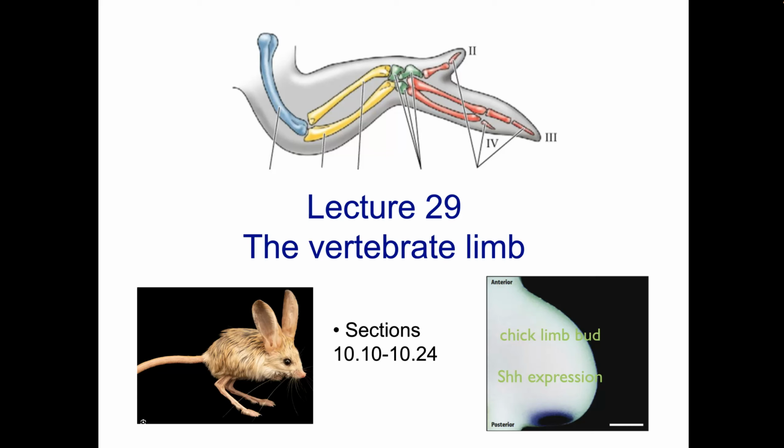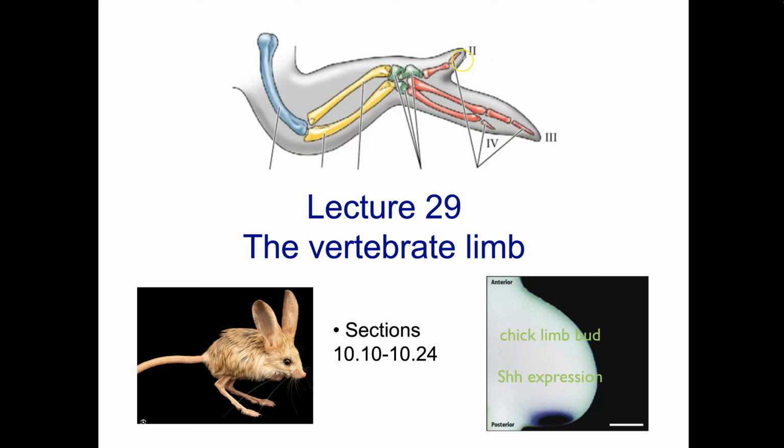Okay, this is the first of several preps that I will do for lecture 29. It's quite a lot of material, and I think it's better if presented in smaller, more digestible chunks. So we're going to be looking at proximal distal outgrowth and anterior posterior specification, that specification of the digits in this lecture prep.